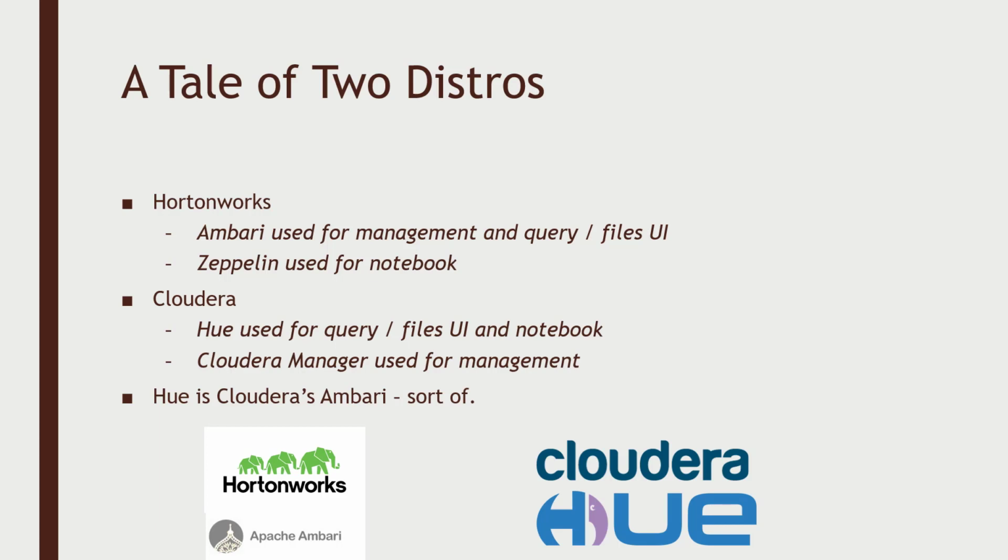Now, it's not exactly the same thing as Ambari. So there's basically a combination of two things on Cloudera that takes the place of Ambari and Zeppelin on Hortonworks. With Cloudera, you have Hue, which is the user interface used for querying things and notebook interactions and also for browsing your HDFS file system. But for the cluster management piece of Ambari, that's actually taken care of by something called Cloudera Manager. So you can kind of think of Hue as the analog to Ambari on Cloudera, sort of. I mean, they're not exactly the same thing, but conceptually they serve the same purpose. It's sort of your primary user interface to the cluster as a whole.